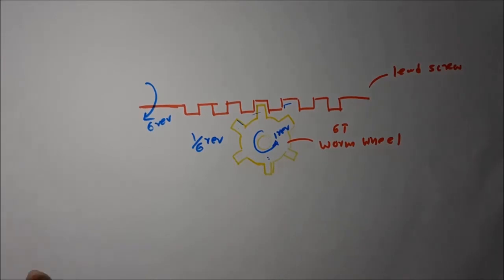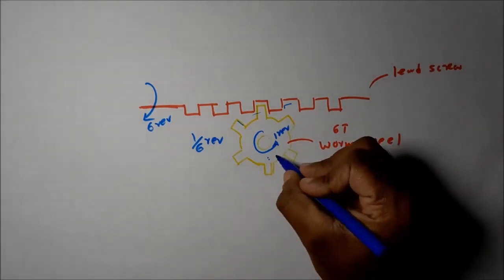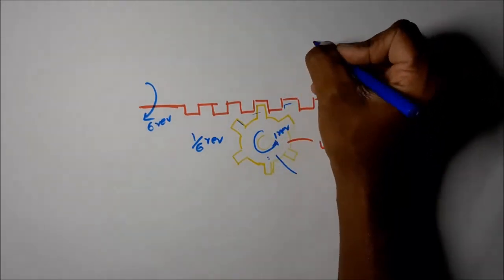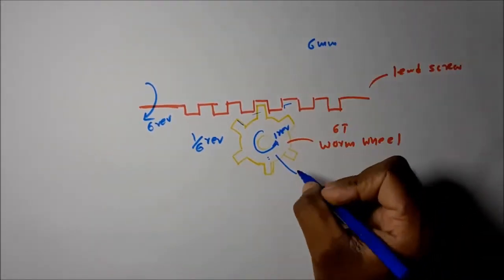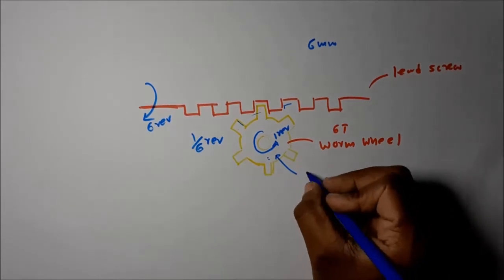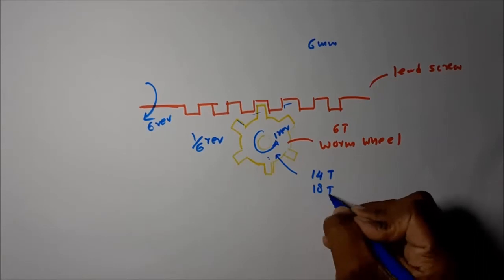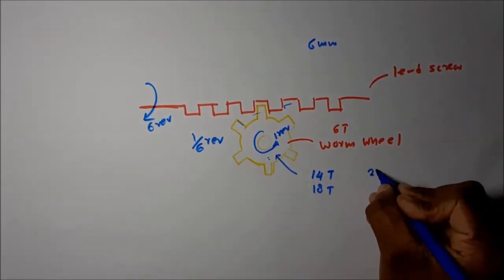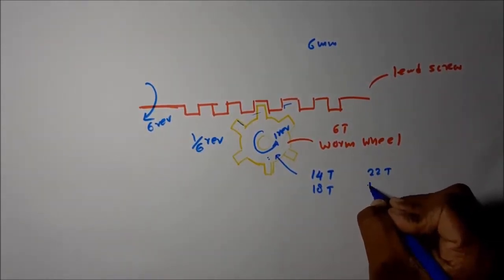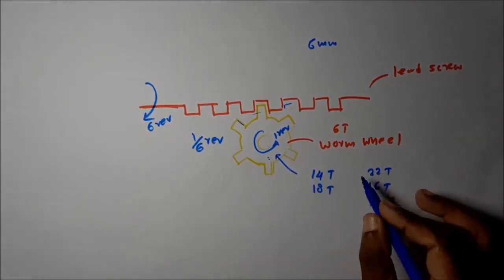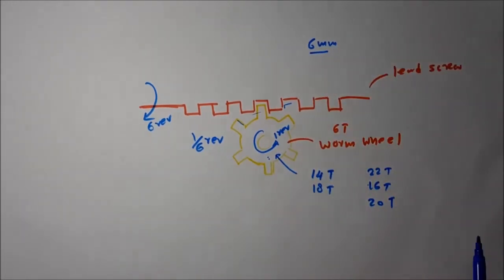Before going to this, I will explain one thing. This worm wheel normally comes with a 6 millimeter lead screw. The worm wheel comes with 14 teeth. These are common worm wheel types: 18 teeth, 22 teeth, 16 teeth, 20 teeth. These worm wheels come with the 6 millimeter lead screw.